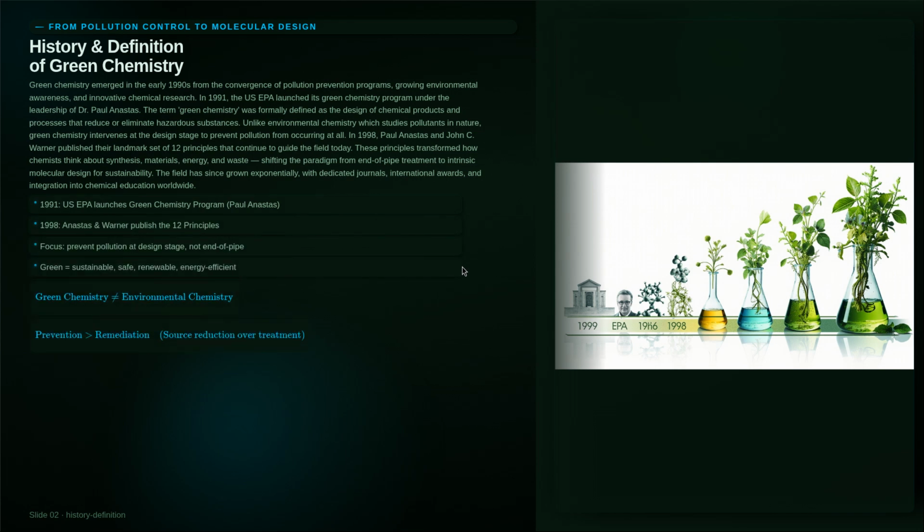Green chemistry emerged in the early 1990s from the convergence of pollution prevention programs, growing environmental awareness, and innovative chemical research. In 1991, the U.S. EPA launched its green chemistry program under the leadership of Dr. Paul Anastas. The term green chemistry was formally defined as the design of chemical products and processes that reduce or eliminate hazardous substances. Unlike environmental chemistry, which studies pollutants in nature, green chemistry intervenes at the design stage to prevent pollution from occurring at all.